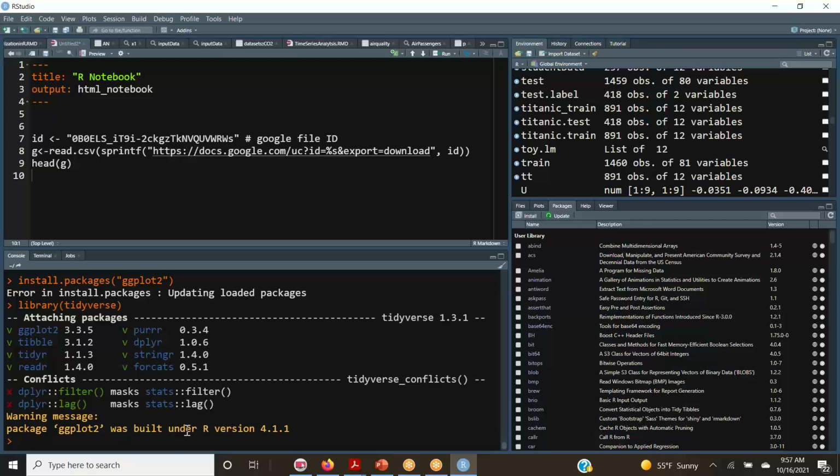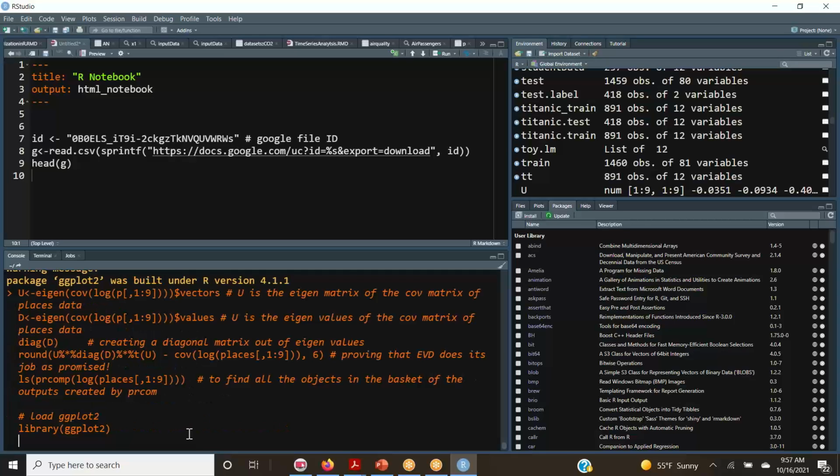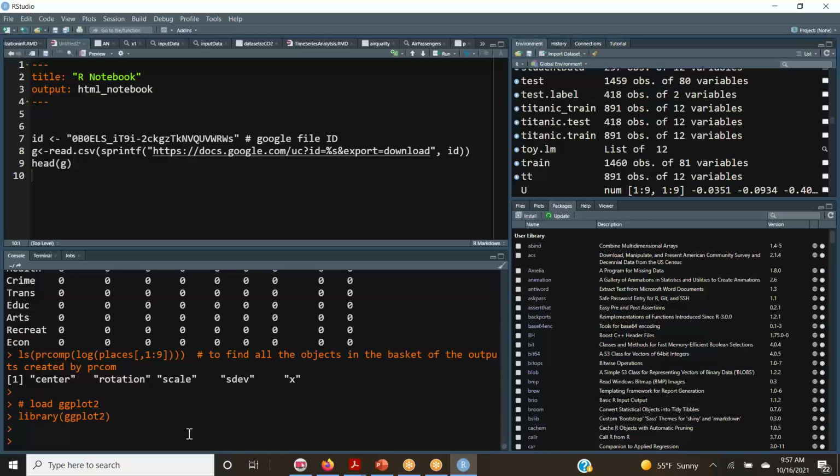So package ggplot was built under this version. This is what we needed. So even though this is 3.3.5, it is built under 4.1.1, so it should work now. Let me do the commands again. Okay, no problem. It's done. Now, this is done right now.